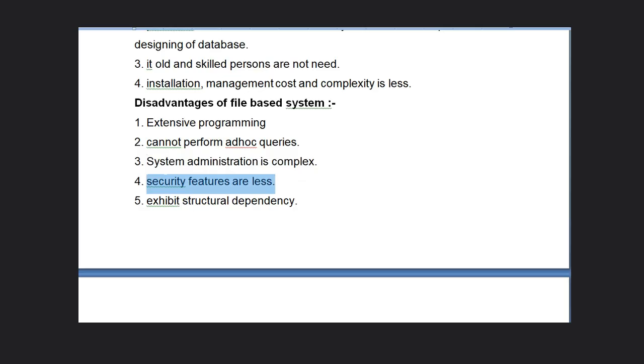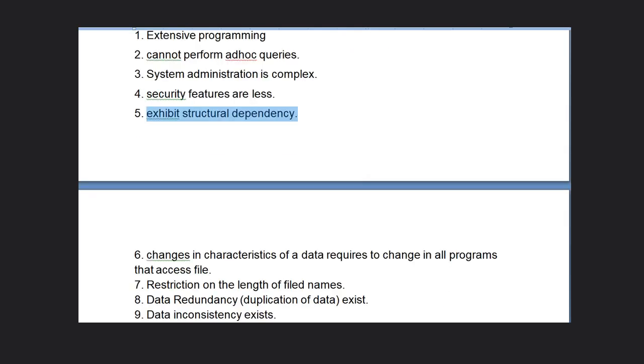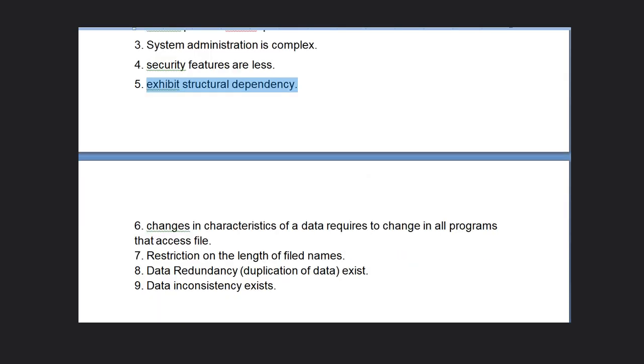The fourth one is that security features are inadequate in a file-based system. Security features are less, and data protection is less. The fifth one is that it exhibits structural dependency. Structural dependency means that accessing a file depends on the structure of the file-based system.